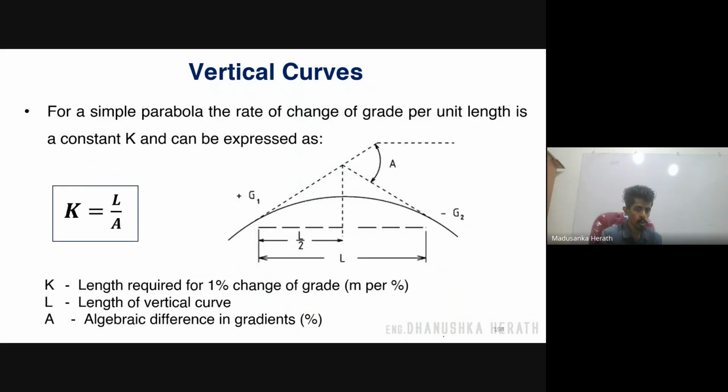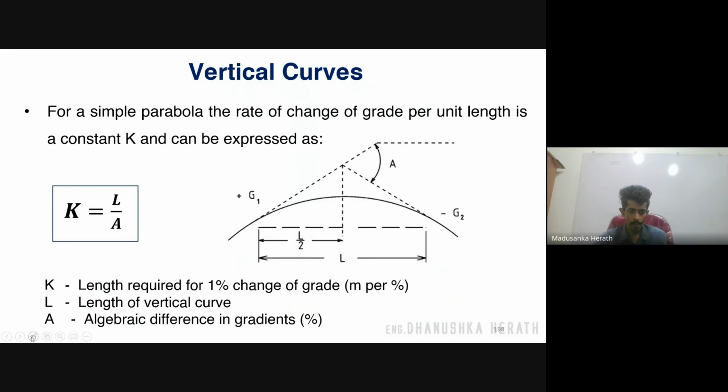Right. So for a simple parabola, the rate of change of gradient per unit length is a constant. So that constant is equal to k. Then k is equal to L divided by A. L is the length of vertical curve. A is the algebraic difference in gradients, the difference between the two gradients.